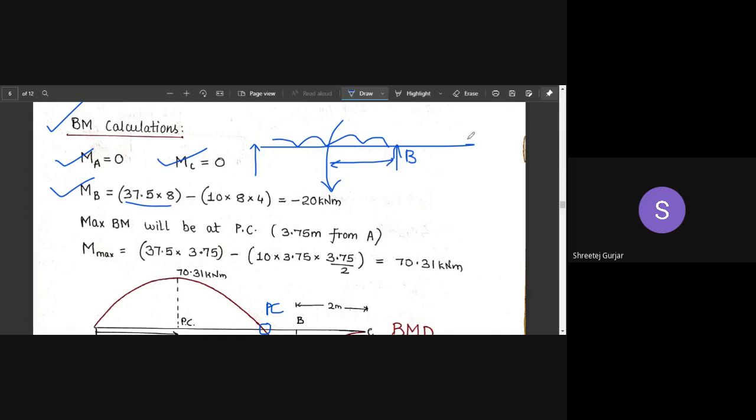Which is equal to what? Which is equal to this side. That is this moment which is going clockwise, right? So right hand side we consider as upward, and clockwise you consider as negative. Clockwise you consider as negative on right hand side. So it is negative 10 into distance, that is 2, right?